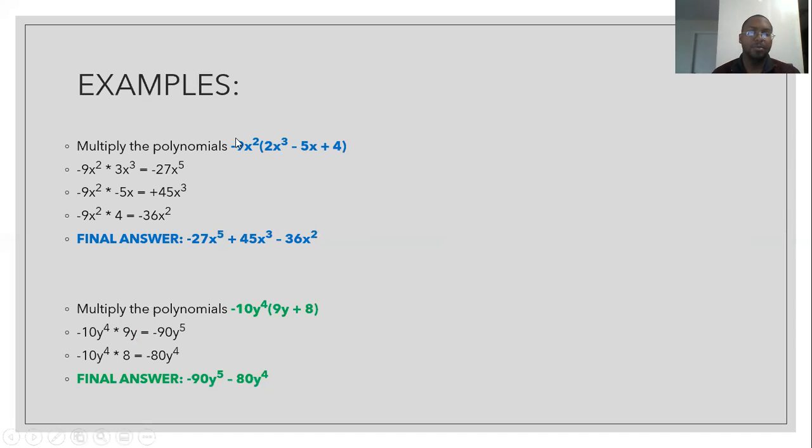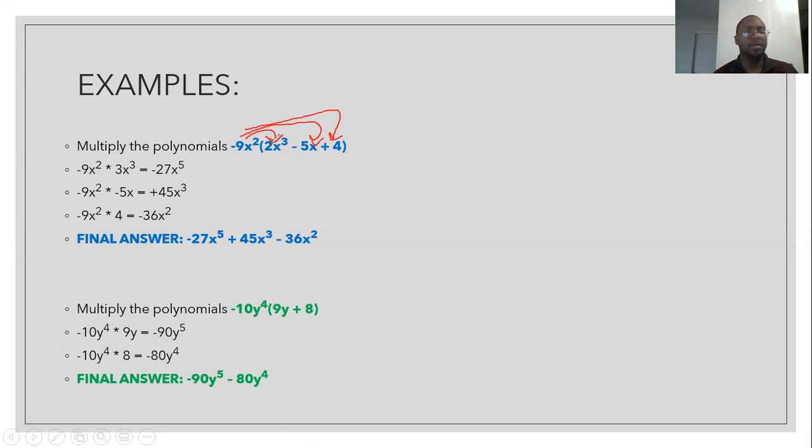I have two examples. Again, I'm going to go through one or two examples. That's what I do. So you're going to say negative 9x squared times 2x cubed, negative 9x squared times minus 5x, negative 9x squared times plus 4. I'm talking too fast. All right, so negative 9x squared times 2x cubed.